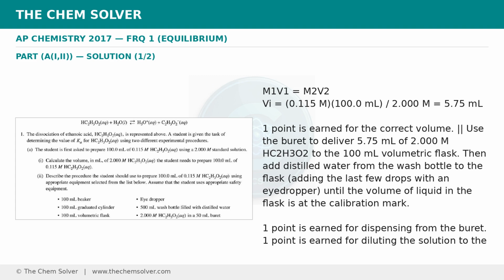Use the buret to deliver 5.75 milliliters of 2.000 molar HC₂H₃O₂ to the 100 milliliters volumetric flask. Then add distilled water from the wash bottle to the flask, adding the last few drops with an eyedropper, until the volume of liquid in the flask is at the calibration mark. 1 point is earned for dispensing from the buret. 1 point is earned for diluting the solution to the calibration mark of the volumetric flask.